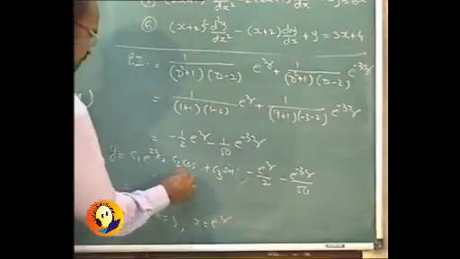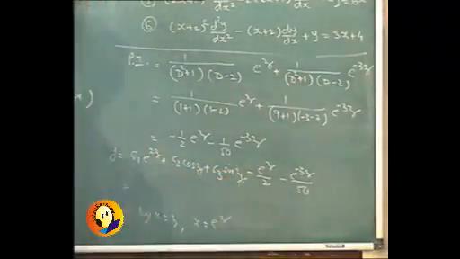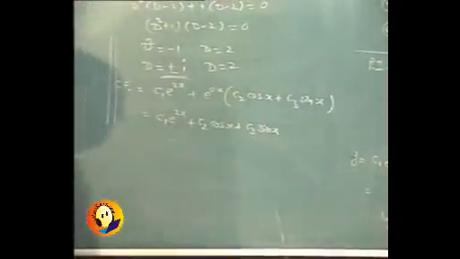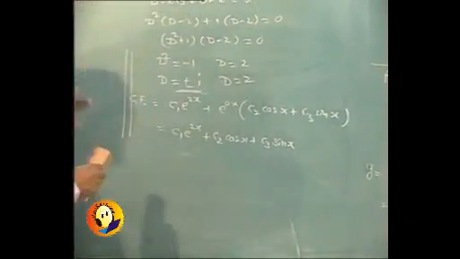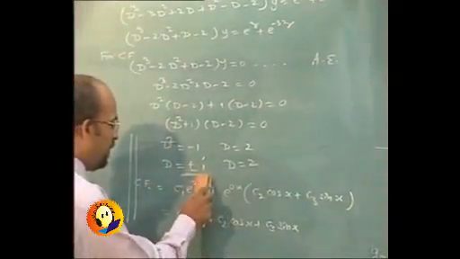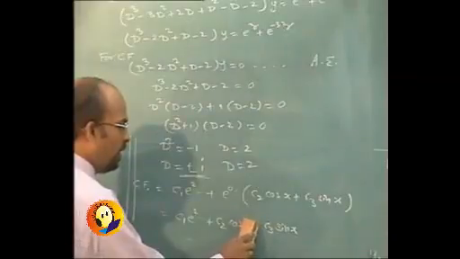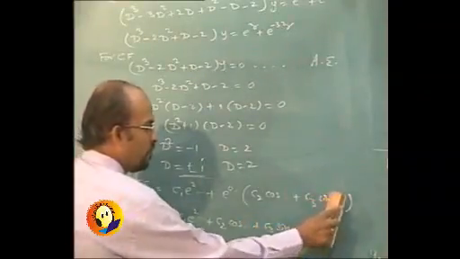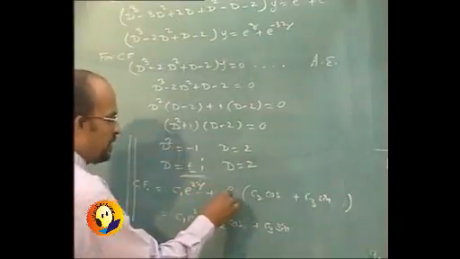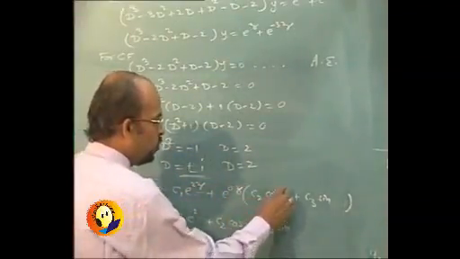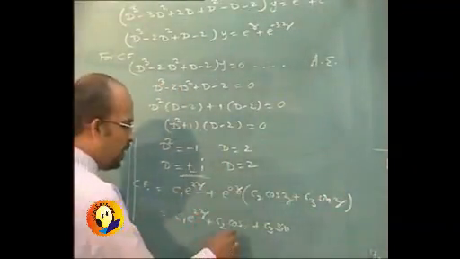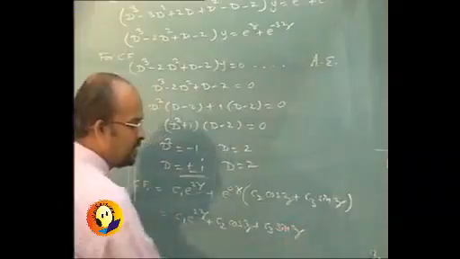Even for the first time when I have written CF, that was a mistake, which is a common mistake that most of the students, including teachers, commit at times, because D over here was d by dz and CF should be written in terms of z and not in terms of x. So CF in this case comes out to be C1 e raised to 2z plus e raised to 0z into bracket C2 cos z plus C3 sin z, and so it will be C1 e raised to 2z plus C2 cos z plus C3 sin z.